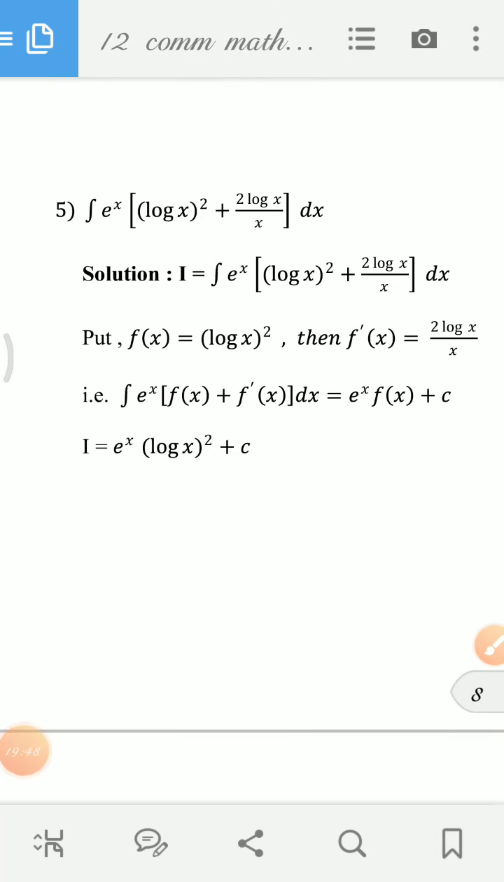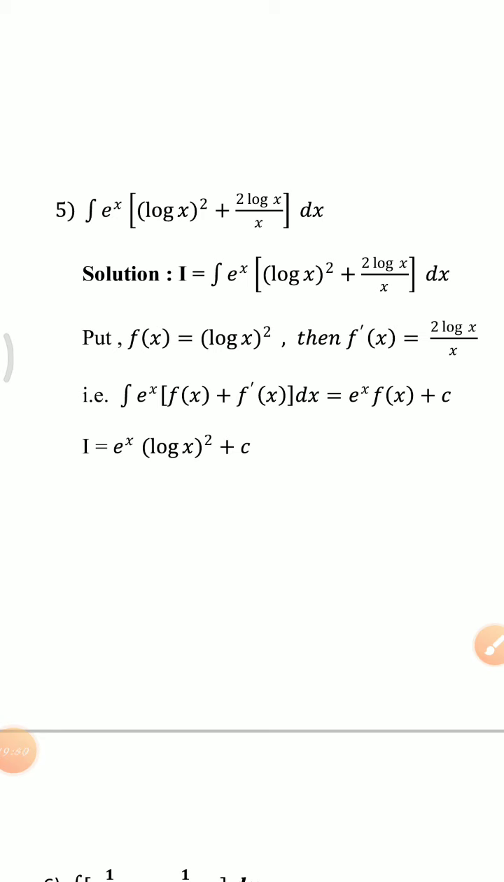See question number 5. Integration of e raised to x into bracket (log of x)² plus 2 log of x upon x, bracket complete, dx. Let us see the solution. I is equal to the integration of e raised to x times ((log x)² plus 2 log x upon x) dx.